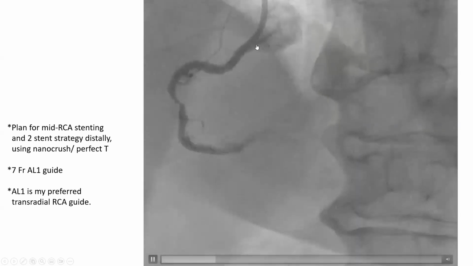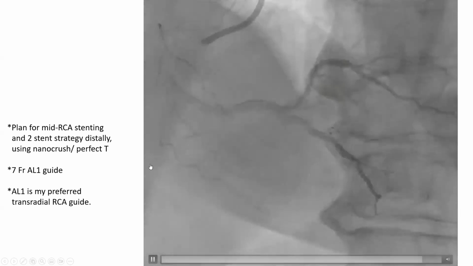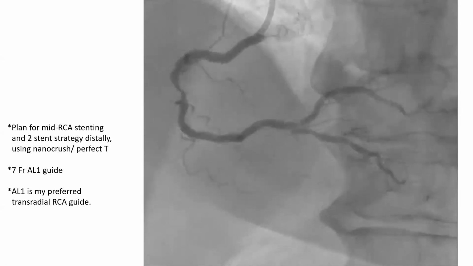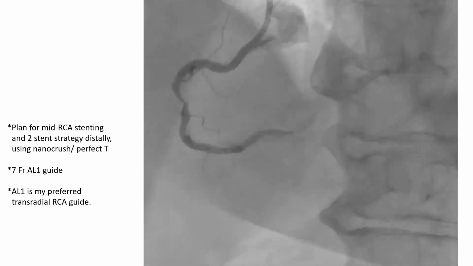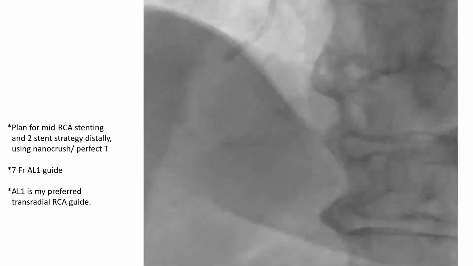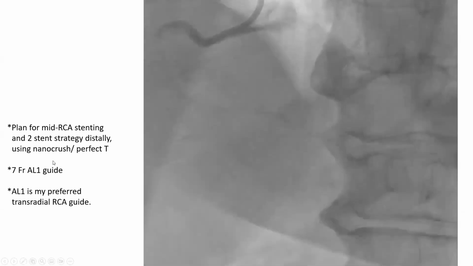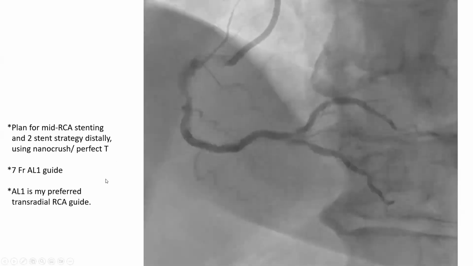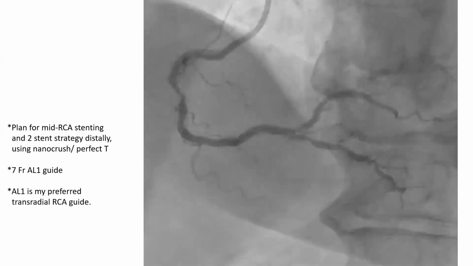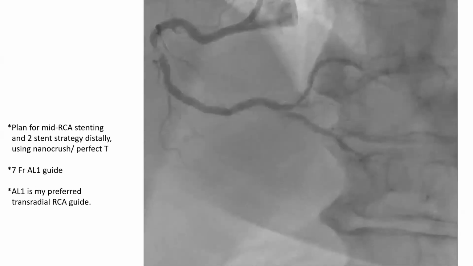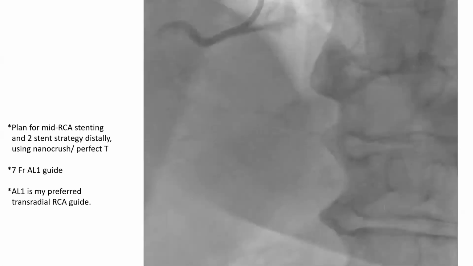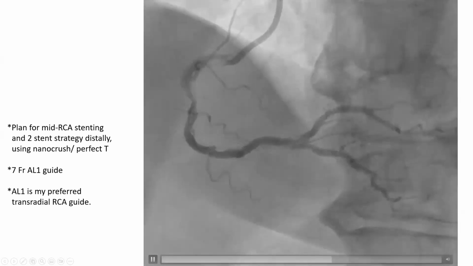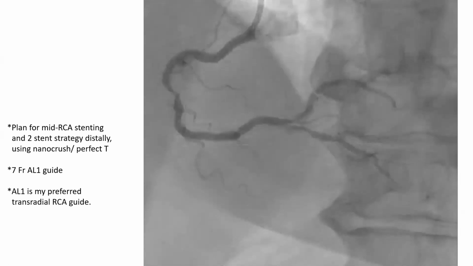We decided to use a 7 French AL1 guide. AL1 is my preferred transradial guide and it's supportive. Try to avoid using a GR4 guide transradially. It provides very little support. And the reason I went with 7 French is, one, for the extra support we get with it. Two, when we do a nano crush, that involves placing a simultaneous stent balloon at some point, which can be done with 6 French when the stent and the balloon are less than 3.5 millimeters, but it's easier with 7 French.